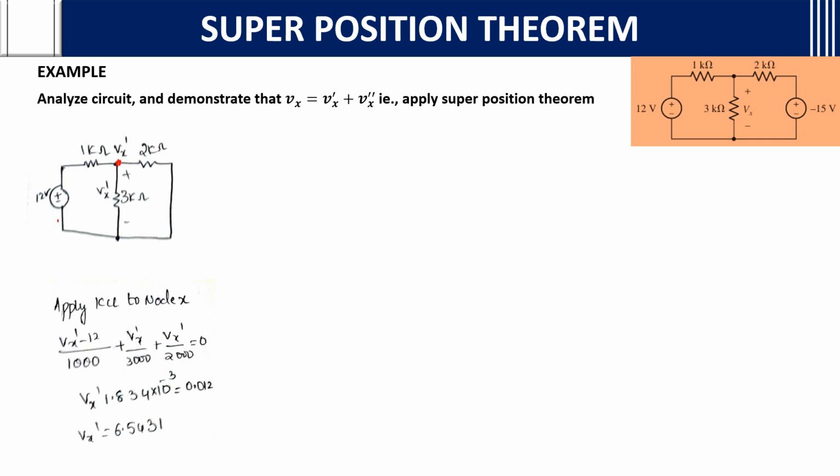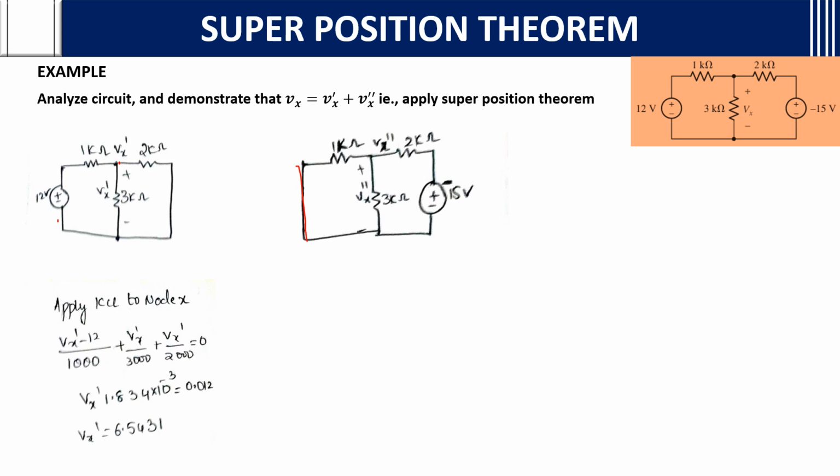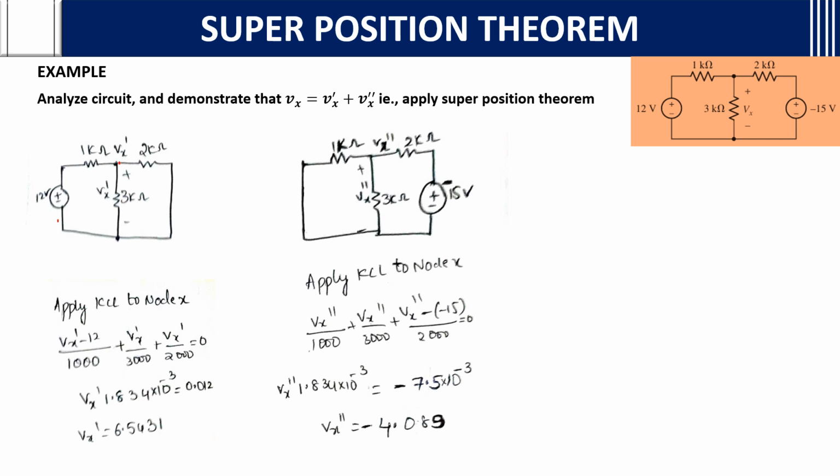Now what we will do, we will make 12 volts inactive and minus 15 volts active. After making this, again apply KCL at the Vx double dash node. Now we will consider it as Vx double dash. In the same way, Vx double dash by 1000, because there is no voltage source here, plus Vx double dash by 3000. Then Vx double dash minus of minus 15, because minus 15 they have given, by 2000 equals 0.